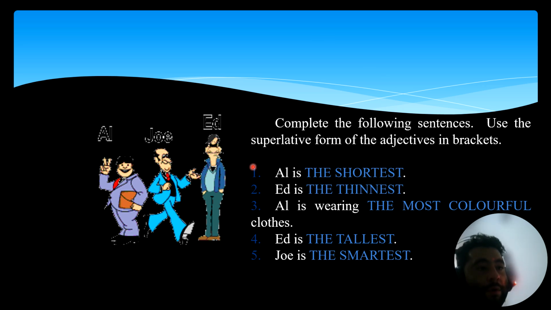For example, in number one, Al is the shortest. Obviously, we're talking about a picture in a group, for example. Two, Ed is the thinnest. Number three, Al is wearing the most colorful clothes. Number four, Ed is the tallest. Number five, Joe is the smartest.